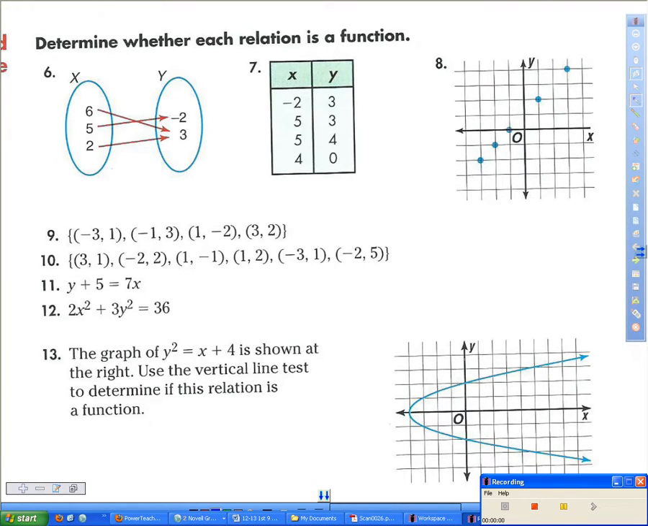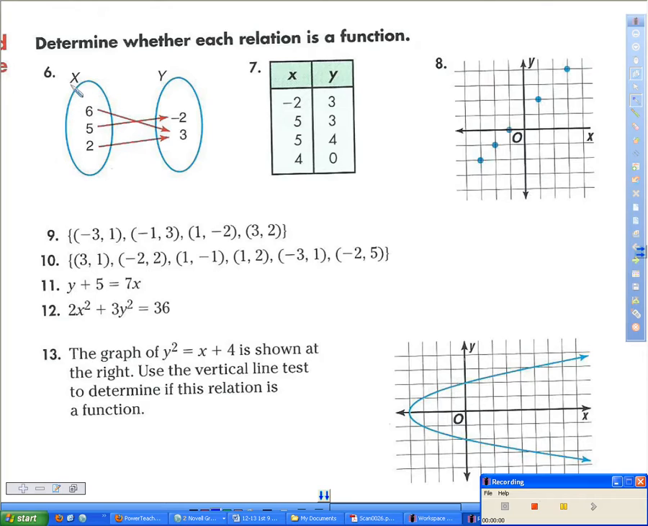Tonight's homework assignment comes from page 291, and today we started talking about functions. On numbers 6 through the bottom of the page, it's asking us to determine whether each relation is a function. We said today in class that with a function, each x value, or each part of the domain, can be paired with exactly one y value.